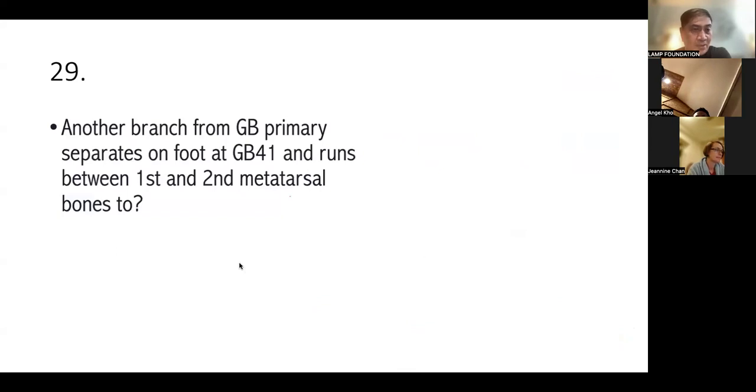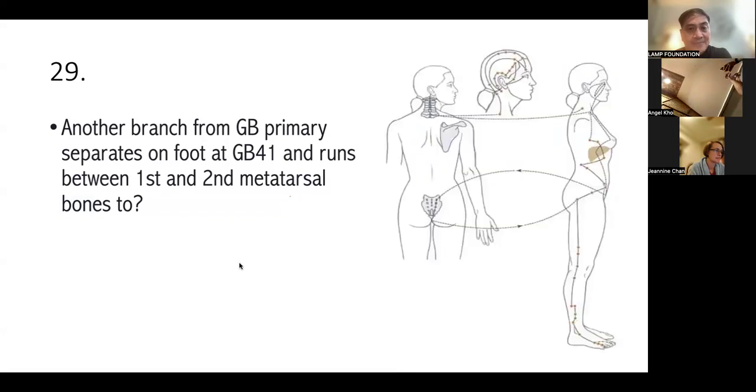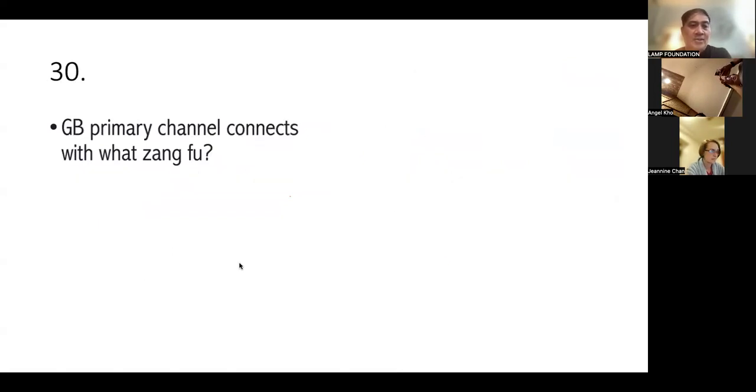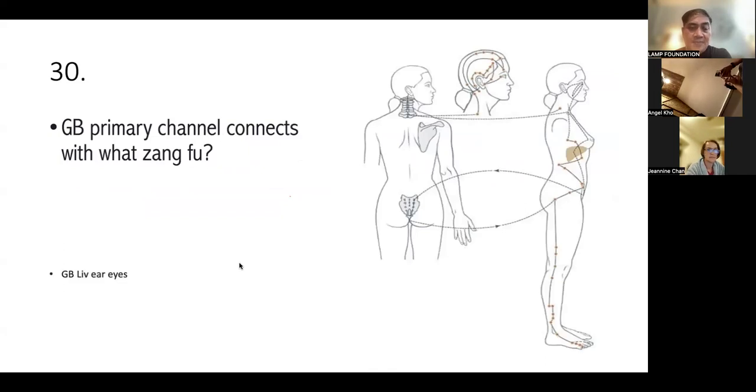Another branch from the GB primary separates on the foot at GB41 and runs between the first and second metatarsal bones to where? The medial tip of the big toe, then through the two nails to link to the liver channel. Very good. The gallbladder primary channel connects with what zang fu? Gallbladder and liver. And also the ear and eyes. Remember, the liver is affected here, and the liver is very dependent on the kidney, right?